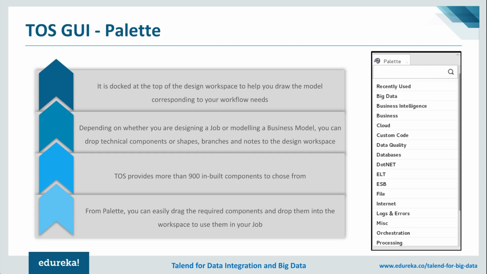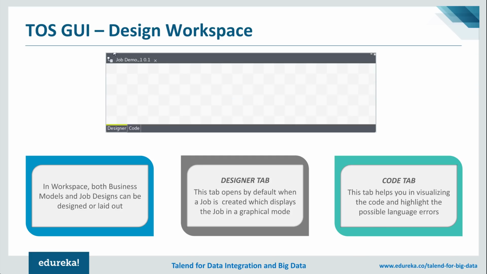A point to mention is that when you download TOS and search for big data components, they will not be available. You'll have to download the big data version of Talend, and then the big data related components will be available. Otherwise, in simple TOS, that is Talend Data Integration, not Talend Data Integration for Big Data, these components will not be available. So from the palette, you can easily drag and drop the required components into your workspace for your job, right? In the designer workspace, as I told you, both business models and job designs can be laid out here. The designer tab opens by default.